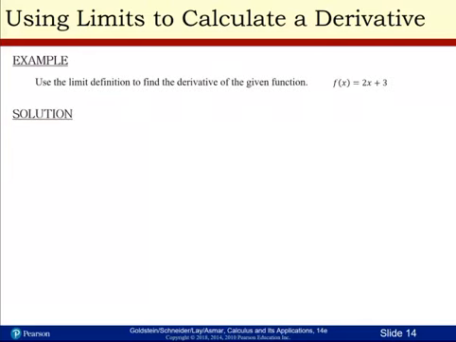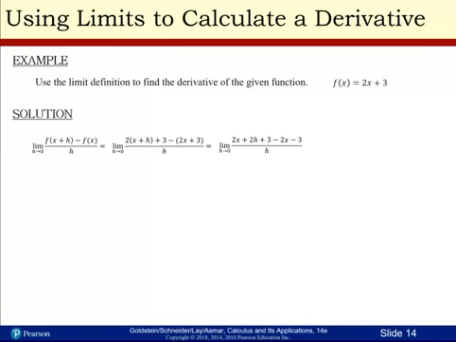So in order to use the limit definition to find the derivative of a given function, and I just gave you f of x equals 2x plus 3, what we're going to do is first write the difference quotient, and then plug in x plus h wherever there was an x. So I have the limit as h goes to 0 of 2 times the quantity x plus h, plus 3, minus the quantity 2x plus 3, all over h.